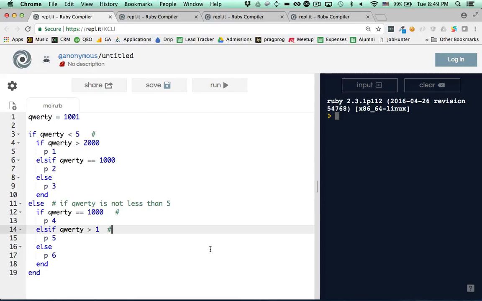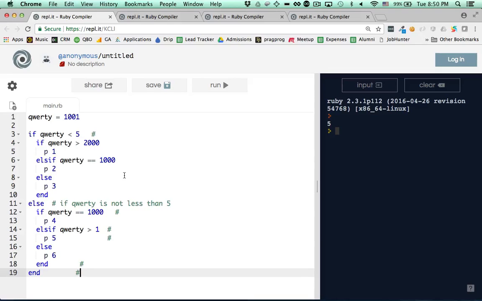Else if QWERTY greater than 1. Is QWERTY greater than 1? It is. So what's the next line that gets triggered? 15. So what does line 15 do? Yeah, prints back to the terminal. What's the next line that gets run? 18. Good. So we could jump to the end of this inner if statement. So 18. And then what's the next line that gets run? 19. So what happens when you run this program? We'll print out 5, that's correct.